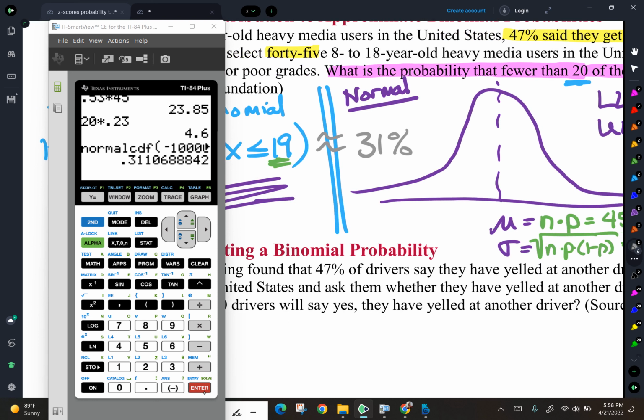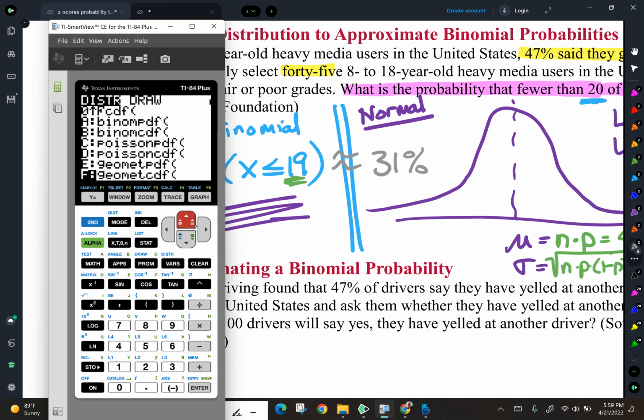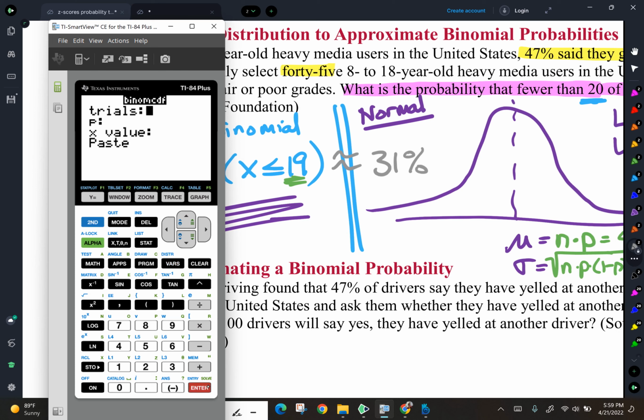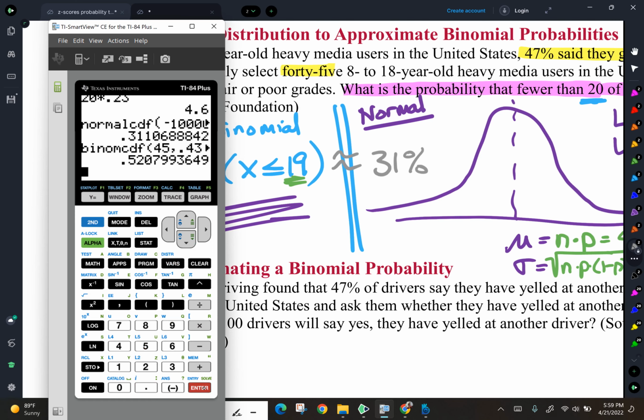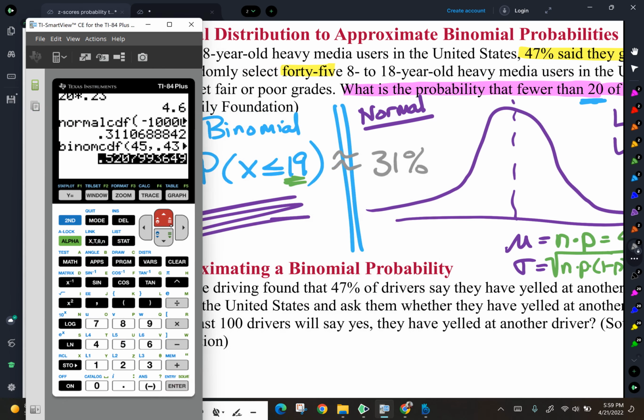Right? Now, since this is a left tail binomial, I could have calculated this directly by going to the distribution menu and doing that binomial CDF, where I have 45 trials and a 47% chance of success, and I want that to be at most 19. Oh, 47% chance of success. I typed in 43. And I get 0.312. The approximation is 0.311, 0.312.